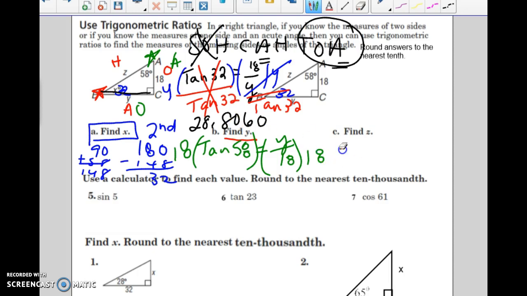Okay, now I want you to try and find z. The side. Z right here. Yeah, the side.